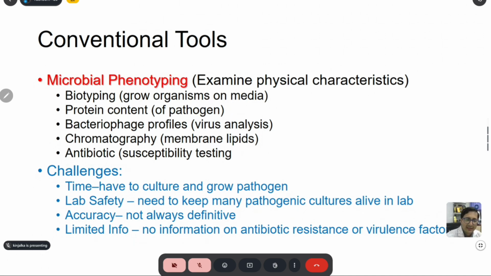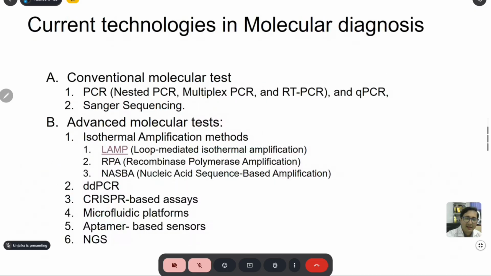Why are they not preferred? Because one, it takes time. Lab safety: it has to be done in a separate area. It is not always definitive, and you get limited information. These are indirect methods of looking at these things. Current technologies in molecular diagnosis. This is an important slide which will help you.